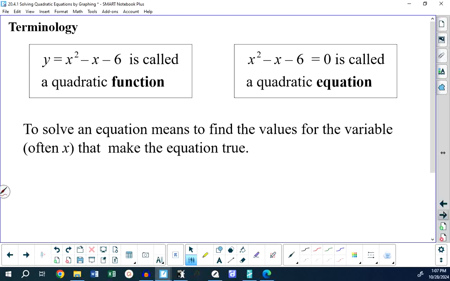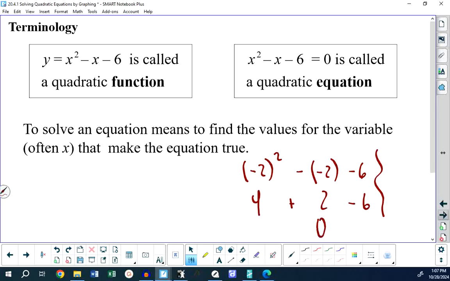Can you confirm that if you put in negative 2, and you want to be careful here, that when you put negative 2 into your calculator, when you square that negative 2, it needs to be in brackets. I would argue that maybe you don't even need to put it into your calculator. But I believe negative 2 will make that 0 as well. Just to show that to you on paper, negative 2 quantity squared minus negative 2 minus 6. That gives me 4 plus 2 minus 6 gives me 0. So there are two solutions to that quadratic equation. It probably shouldn't surprise you that there are two solutions because it's quadratic.